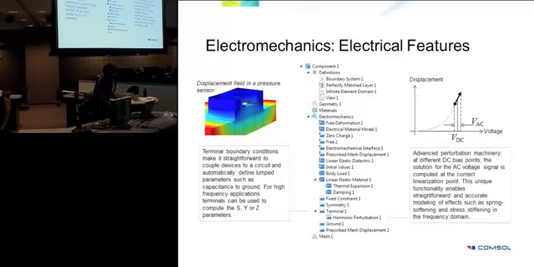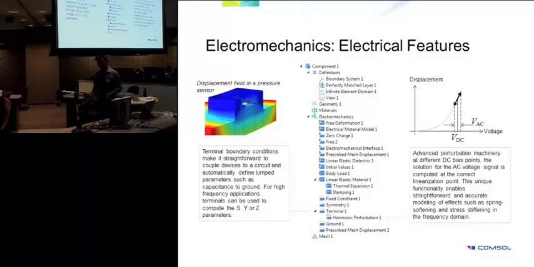Harmonic perturbation, that is highlighted in this slide underneath this terminal 1 boundary condition, is something used to perturb a DC bias. So first, let's say you apply a DC bias, electrical potential, and then you want to superimpose on top of that an AC perturbation. So it's basically a combination of the DC and the AC perturbation. That is achieved by this special feature called harmonic perturbation.